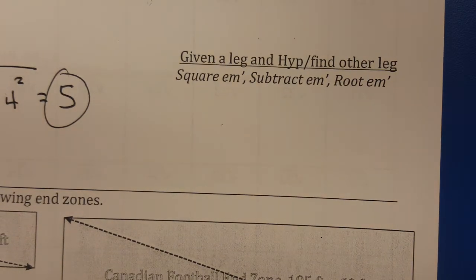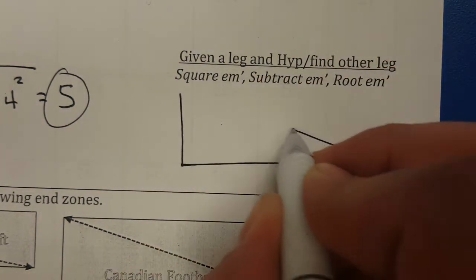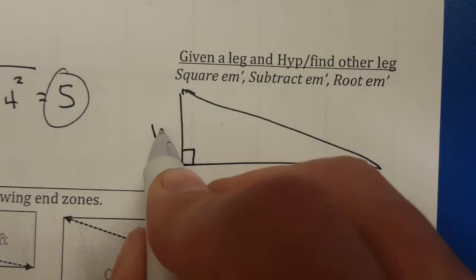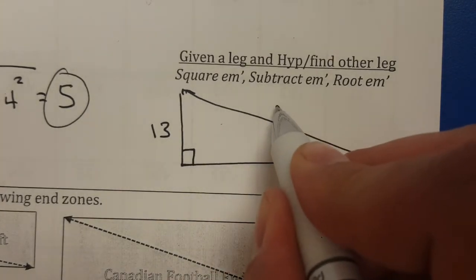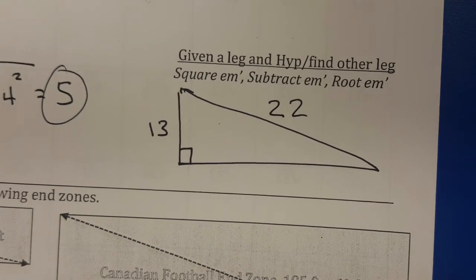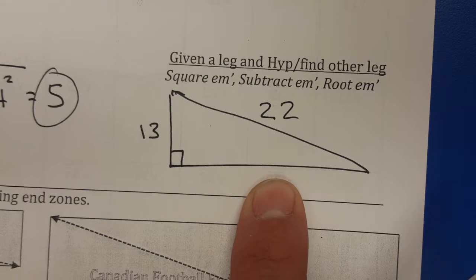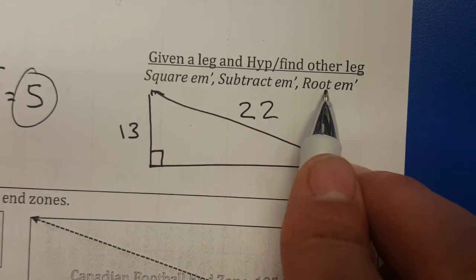Now what do you do when you have the hypotenuse and you're missing one of the legs? I'm going to sketch a very similar one, with some different numbers. Let's say this leg is 13, and this hypotenuse is 22. Just making some numbers up here on the spot. Hypotenuse and a leg, we're missing this leg. What do? You square them, subtract them, and then root them.